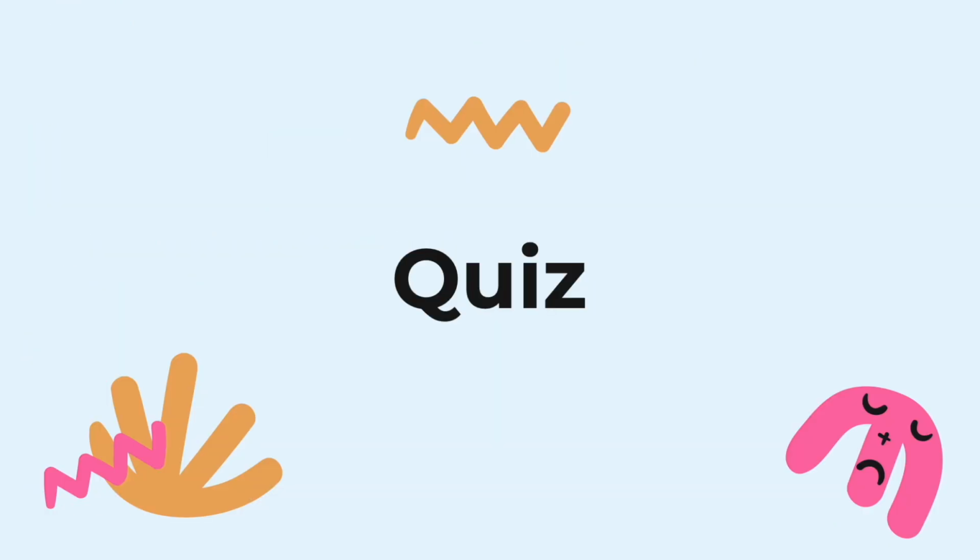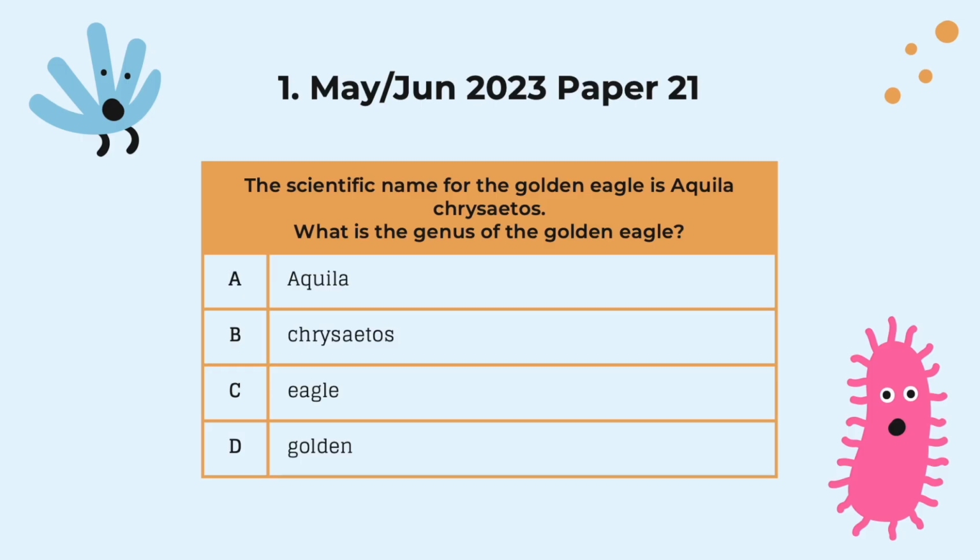Now it's quiz time. We're going to solve a couple of questions together. So let's test your knowledge. Question 1. The scientific name for the golden eagle is Aquila crisatus. What's the genus? A. Aquila, B. crisatus, C. eagle, or D. golden? Pause the video and drop your answer in the comments.